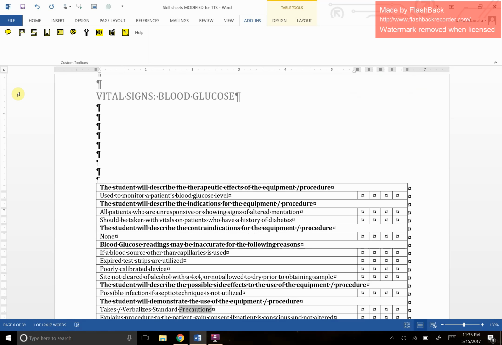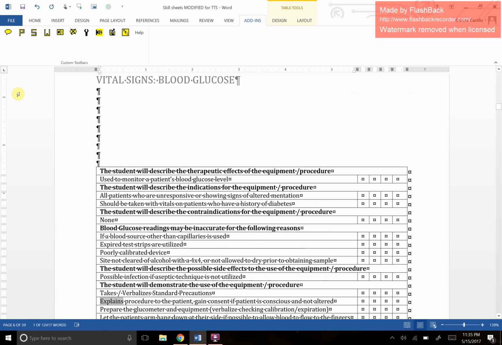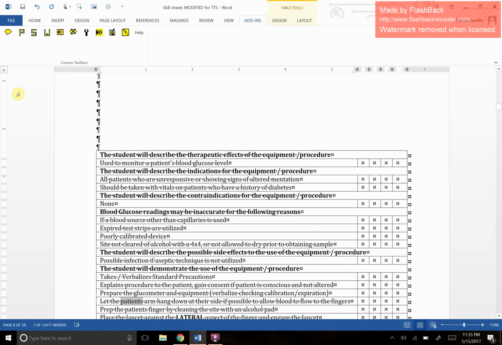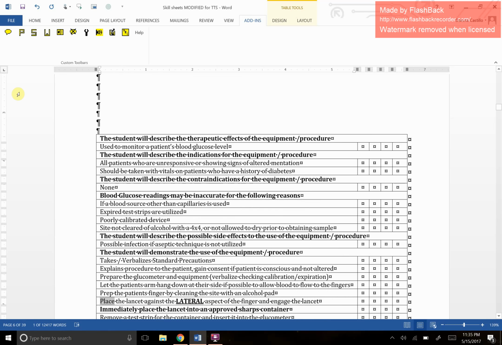Takes/verbalizes standard precautions. Explains procedure to the patient, gain consent if patient is conscious and not altered. Prepare the glucometer and equipment, verbalize checking calibration/expiration. Let the patient's arm hang down at their side if possible to allow blood to flow to the fingers. Prep the patient's finger by cleaning the site with an alcohol pad. Place the lancet against the lateral aspect of the finger and engage the lancet.